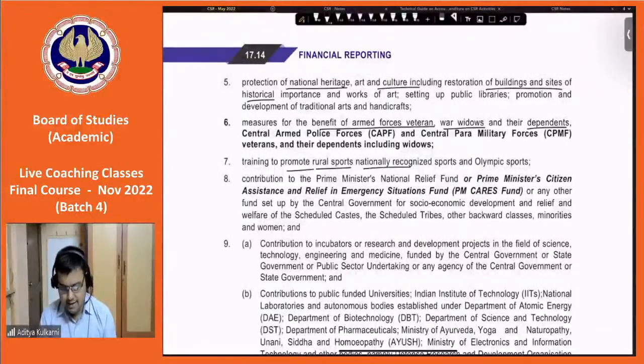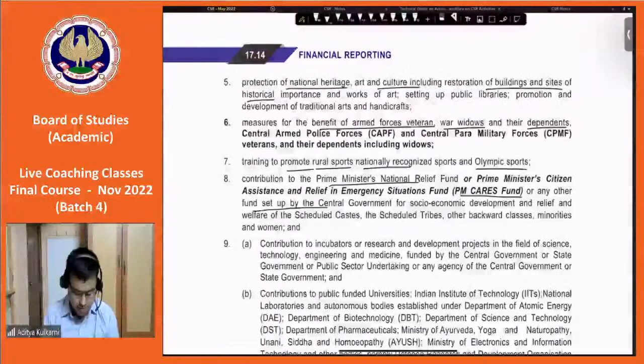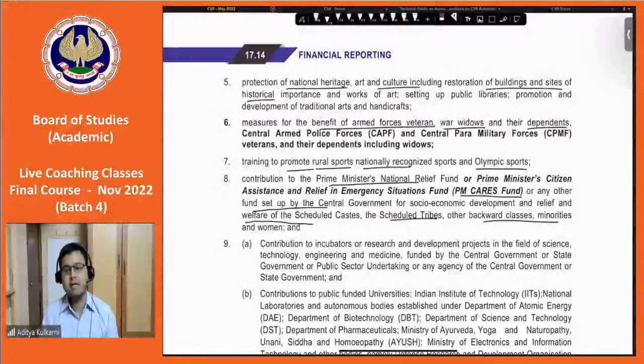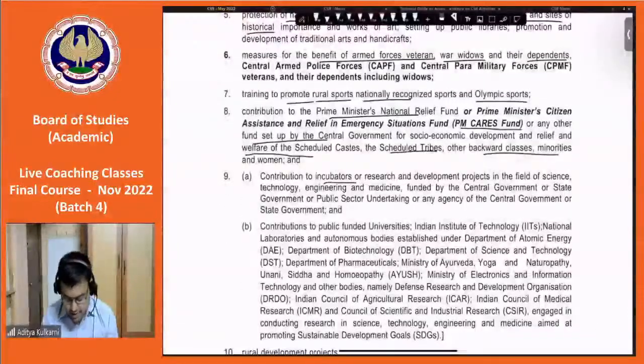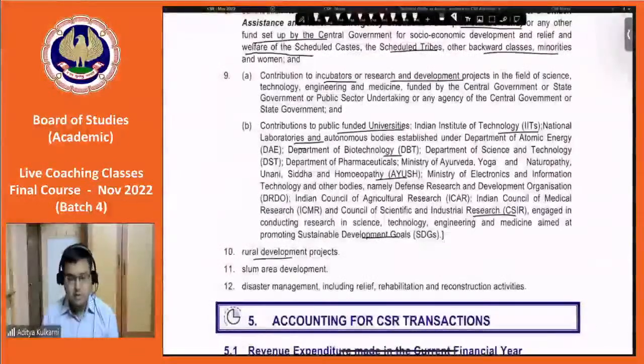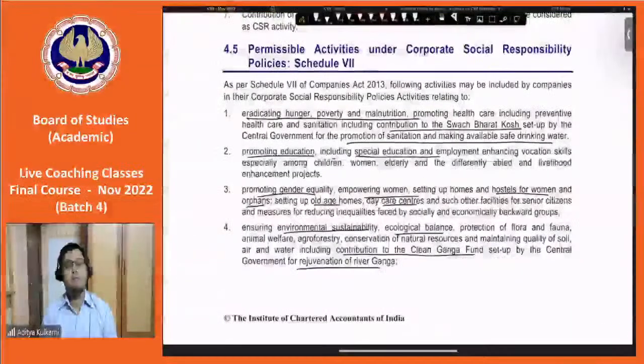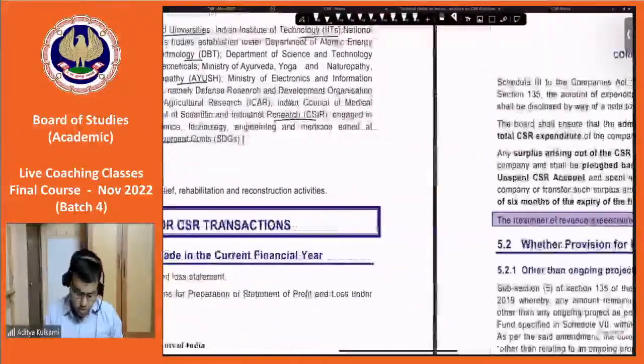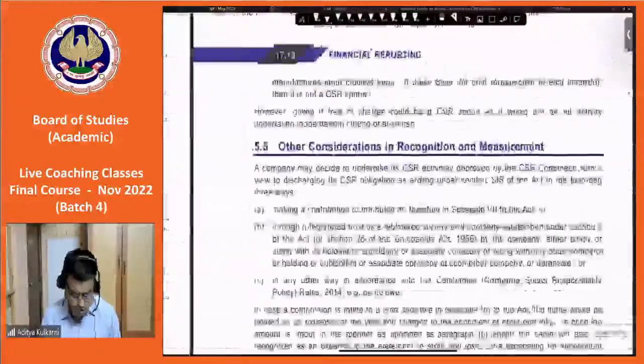Promote rural sports, nationally recognized sports and Olympic sports. Contribution to PM Relief Fund, PM Cares Fund, any other fund set up by the central government for socio-economic development and relief and welfare of the scheduled castes, scheduled tribes, other backward classes, minorities, etc. Contribution to incubators or R&D projects, accepted. Contribution to public funded universities, IITs, national laboratories, biotechnology, Ayush, CSIR, etc., you are permitted. Rural development project, slum area development, disaster management, etc. So all these are going to go as permissible activities under CSR. Okay, so that takes care in general of our CSR activities.